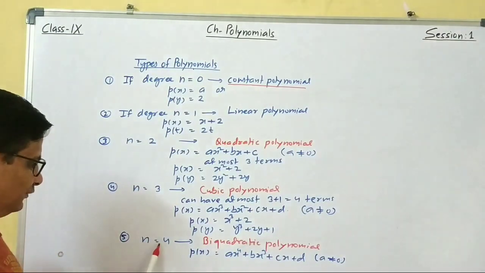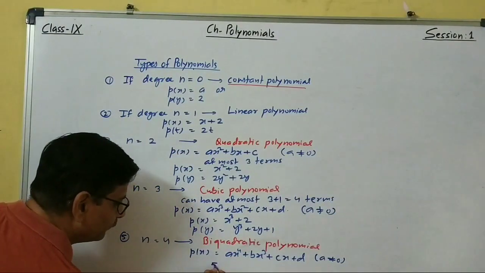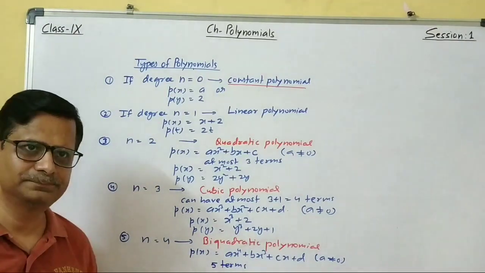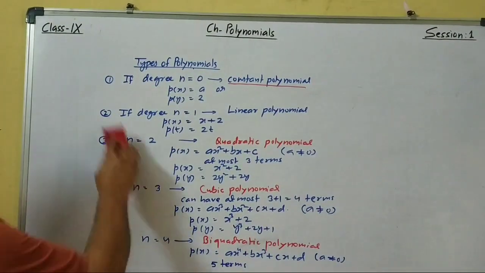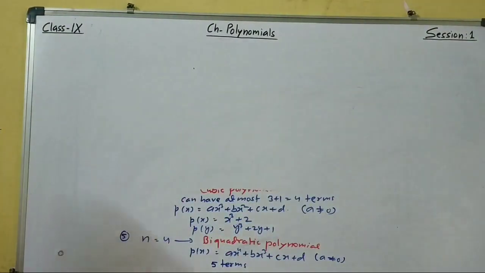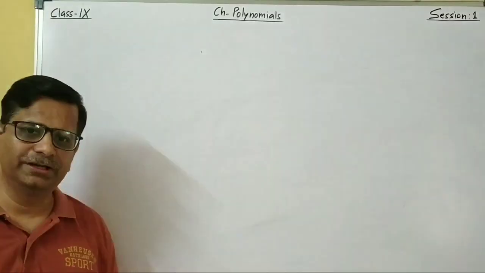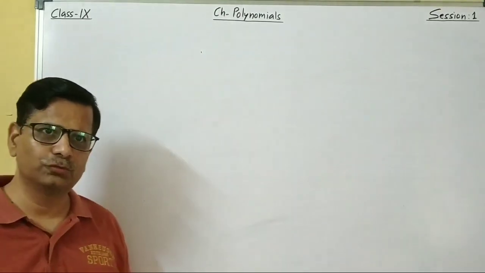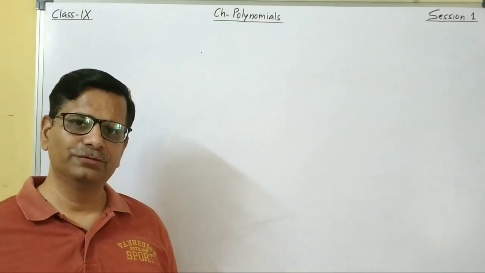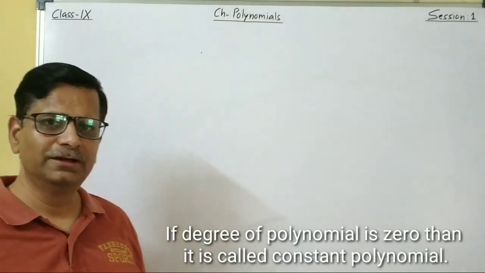And hence since degree is 4 it can have at most 5 terms, and every polynomial can have at least 1 term. Okay. So if the degree of a polynomial is 1, then it is called linear polynomial. If degree is 2, then it is called a quadratic polynomial. If degree is 3, then it is called a cubic polynomial. If degree is 4, then it is called the biquadratic polynomial. And if degree is 0, then it is called the constant polynomial.